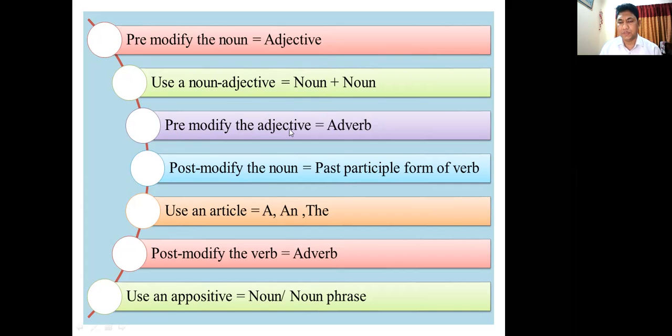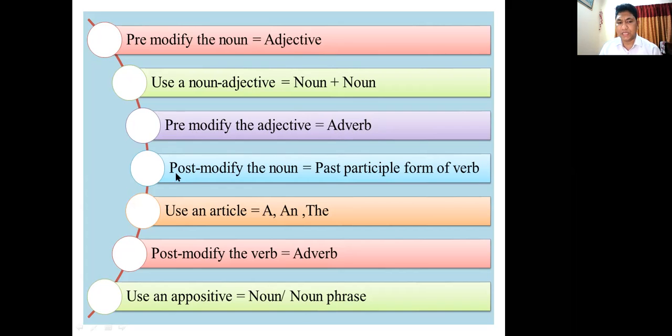Pre-modify the adjective. When you are asked to pre-modify the adjective in the question paper, you have to use adverb. You have to use what? You have to use adverb. Okay, because you know that adverb can modify adjective, adverb can modify verb, adverb can modify adverb itself. So, if you are asked to pre-modify the adjective, in such cases, you have to write an appropriate adverb according to the demand of the sentence.